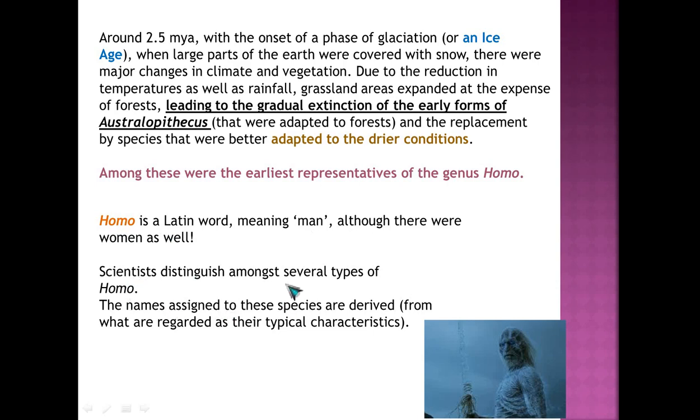Scientists distinguish amongst several types of Homo. Homo itself has a lot of categories. It is not like Australopithecus. A lot of categories are there for Homo. The names assigned to these species are derived from what are regarded as their typical characteristics. So it is because of their characteristics that they named these species, not for anything else. The names came from their characteristics.